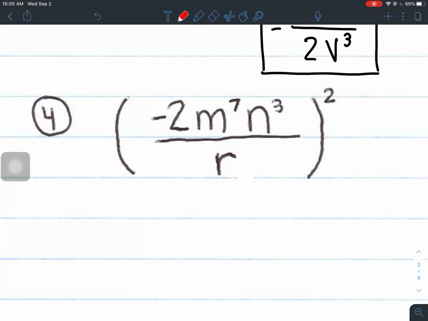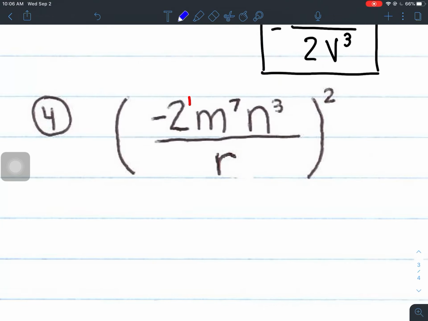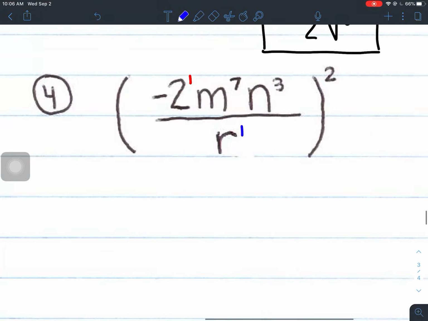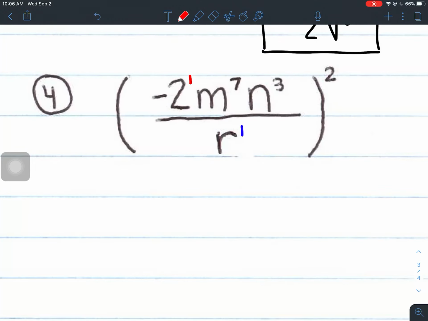So the -2 is a base. The exponent on the -2 is a 1. The exponent on the m is a 7, and the exponent on the n is a 3. Okay, and then I don't want to forget about the exponent on the r, which is also a 1. Remember, if it's not written, it is a 1. Okay. Now I'm going to go ahead and distribute these in, and you want to make sure you get to every base. So this would be -2, and then I want to do 1 times 2 because you multiply the exponents, and that would be 2.